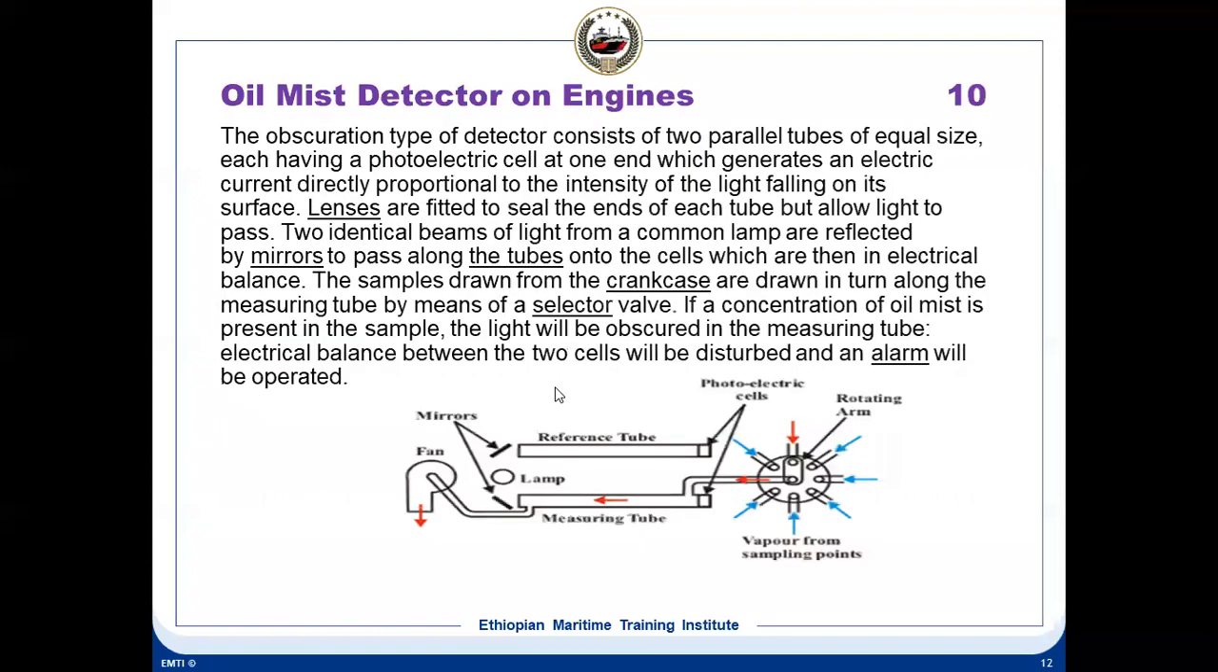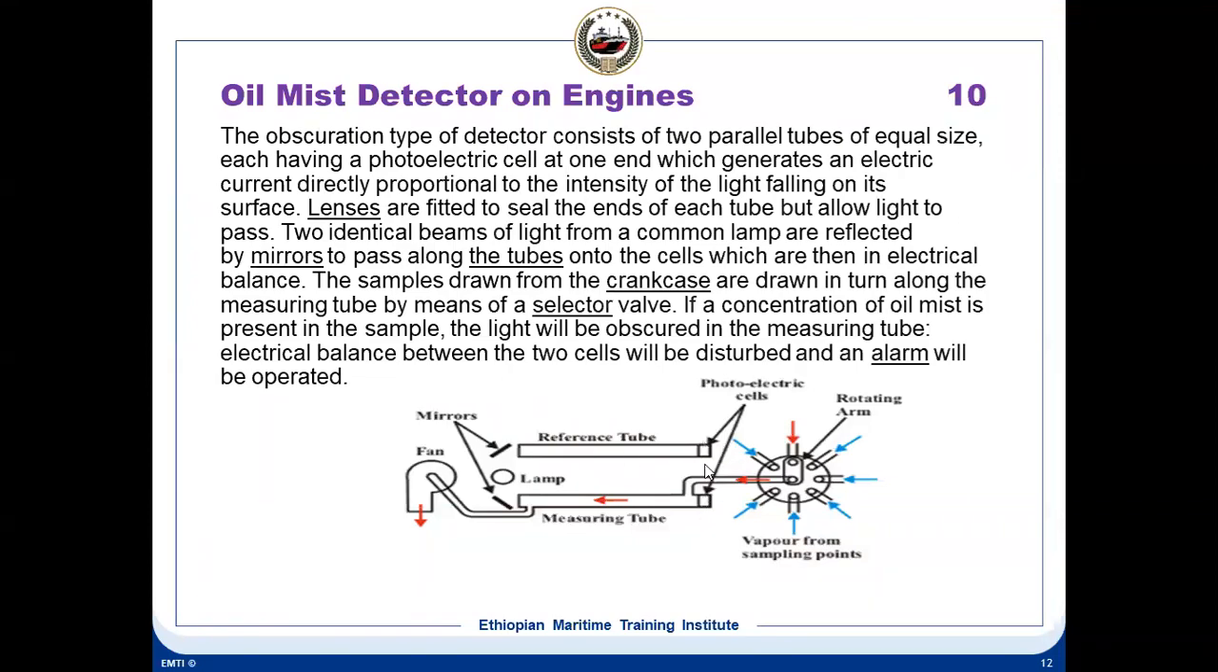Now this one you can see here. This is one type which is used on the engines. Here you have two tubes. One is a reference tube. One is a measuring tube. So how is it coming? You see here, this is the vapor sampling from the different units. The fan is sucking the air, this oil mist from the crankcase. It comes through like this, it goes from here. And this is a reference tube.